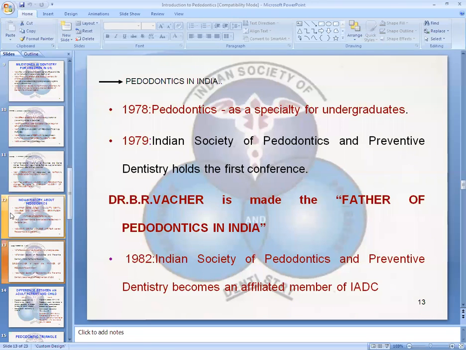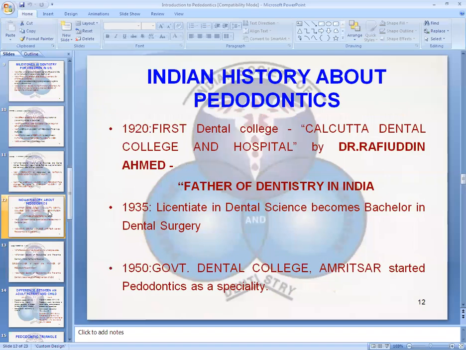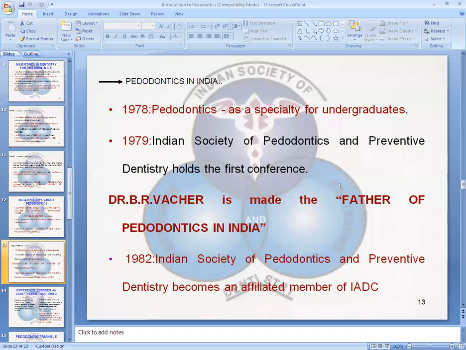Okay, so we have seen that the father of dentistry in India is Dr. Rafiuddin Ahmed, and the father of pedodontics in India is Dr. B.R. Vacher. So you have to read the MCQ question very properly and then answer. Now see, in 1982, the Indian Society of Pedodontics and Preventive Dentistry became an affiliated member of IAPD. These are the various milestones of this history that you need to know.